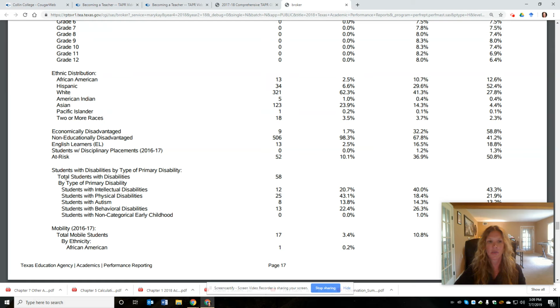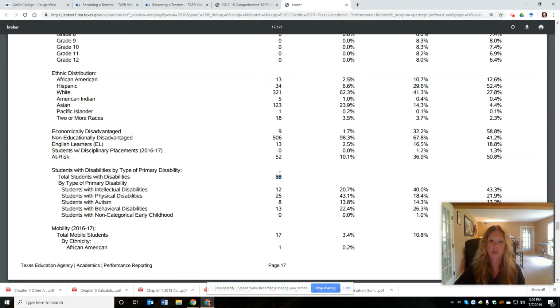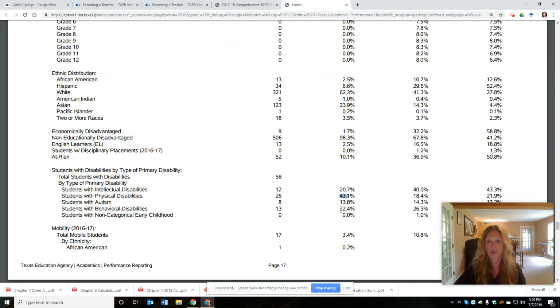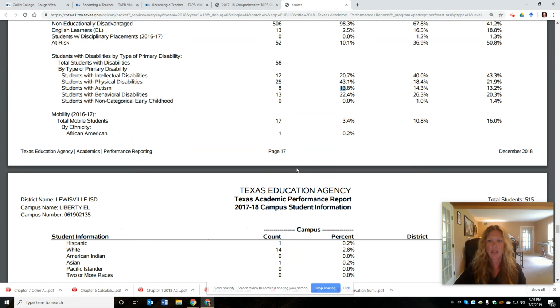This is what's really cool too. This is new within the last few years: the total students with the types of disabilities. We have a total of 58 students, which is a very small number of students who have a disability. When we break it down, we see that of those 58 students, the primary disability is a physical disability at 43.1%, followed by behavioral disabilities, then intellectual disabilities, and then autism. This is a new reporting system that breaks it down by the type of disability, which is really neat.